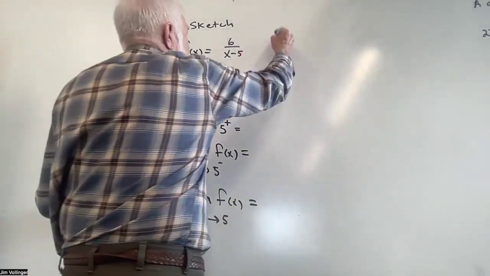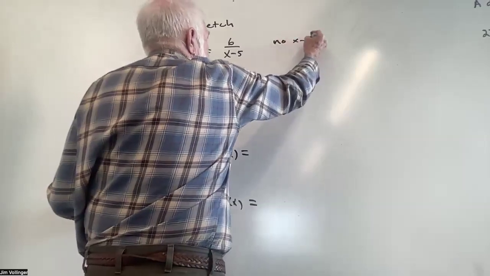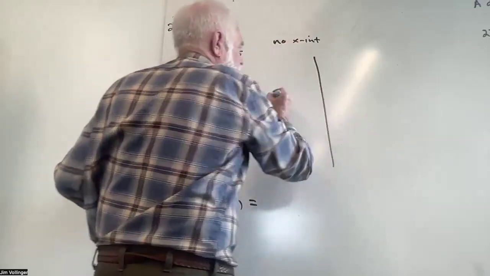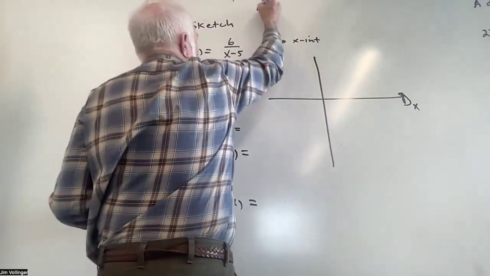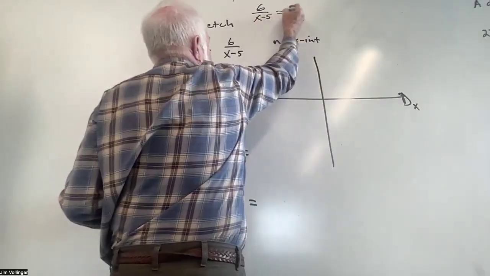All right, see if you can answer all those questions. See if you can get the sketch. You pause the video, try them all. I'll just go after it. No x-intercept. That's what I see immediately. I am not crossing the x-axis. Not going to happen. There is no way that you can make this thing equal to 0.